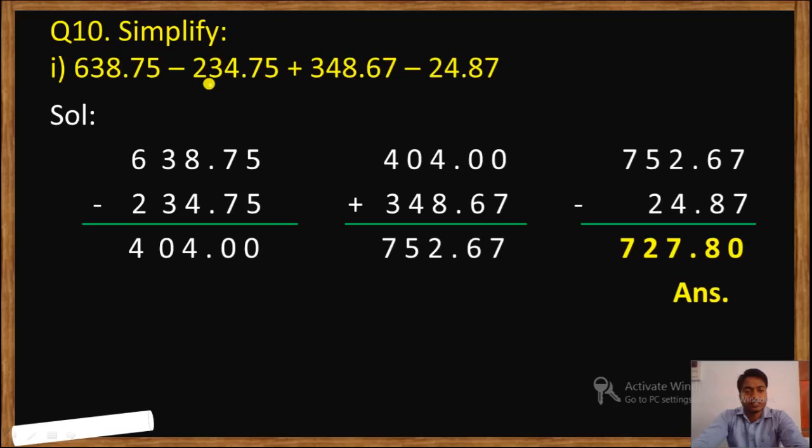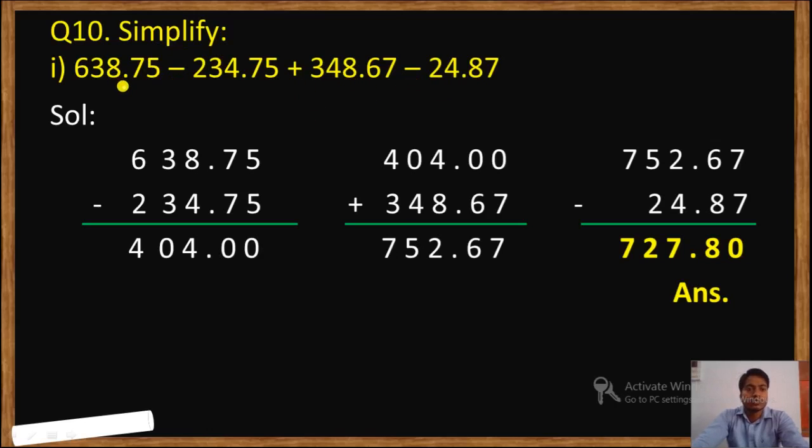638.75 minus 234.75 plus 348.67 minus 24.87. Okay, so what we have to do, we have to do the work according to the question. That means here you can see the minus sign, then plus, then minus.